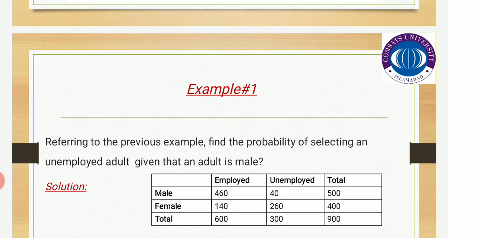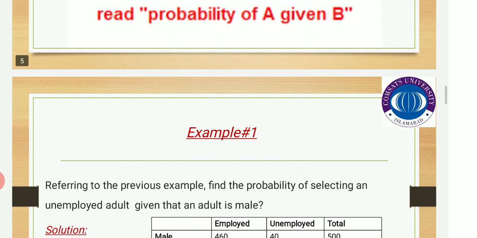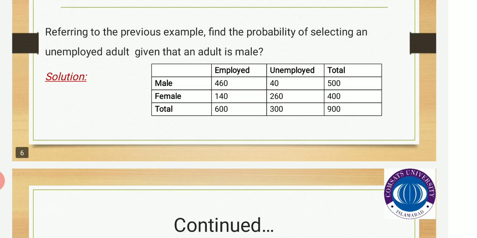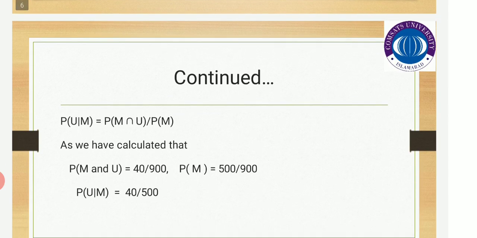So given that an adult is a male, as we have defined unemployed as U and M as male in previous slides. So by applying conditional probability, U given M, as we have to find the probability of an unemployed adult given that he is a male, is equal to probability of M intersection U divided by probability of M.